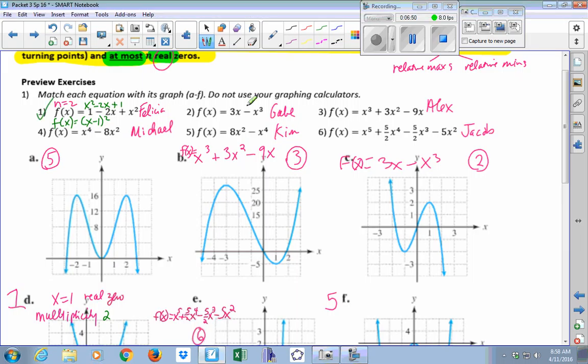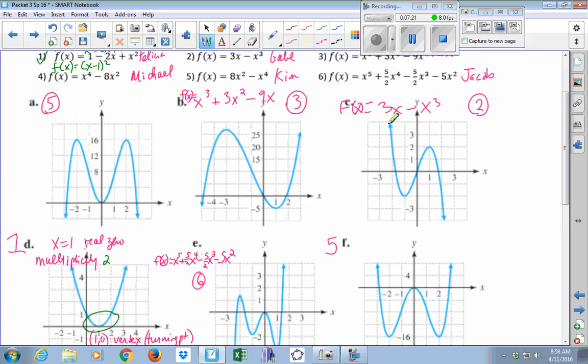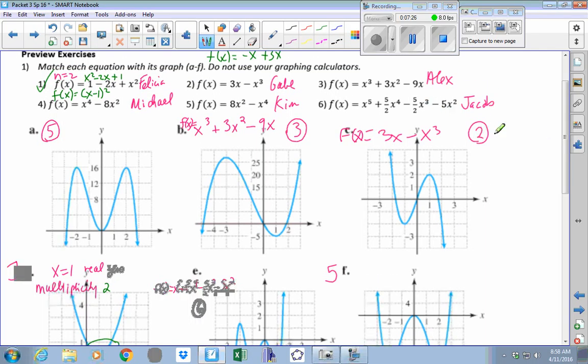Let's look at 2. This equation is cubic. If you put it in descending order, it would be negative x cubed plus 3x. Your leading coefficient is negative. That means your right arm is down and your left arm is up. So you're looking for a cubic function that, as you move towards negative infinity, is rising to the left and falling to the right. As you look through these graphs, there's only one function that rises to the left and falls to the right, and that's c. So that's equation 2.